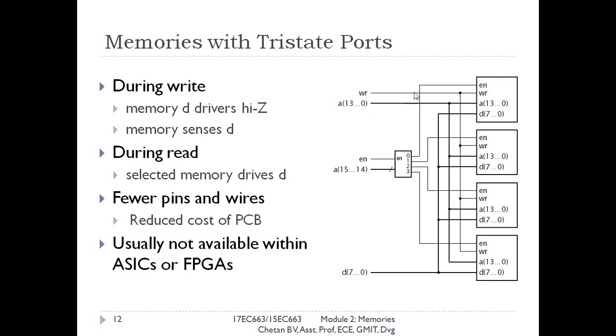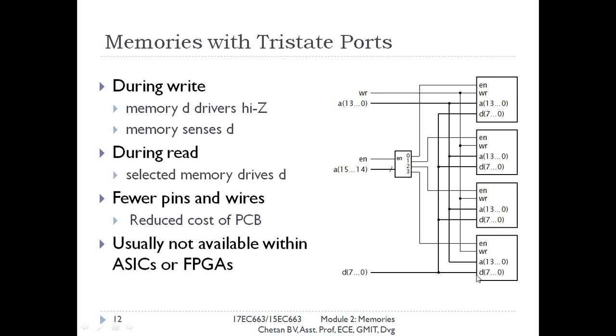During read operation, suppose we want to perform read on the last component, then we have to apply the address lines 1 1, that is A of 15, A of 14 should be made 1 1, so that this 2 to 4 decoder selects the last component. At the same time, these three components will be disabled because only the output of the last line of this decoder will be high, remaining three outputs will be 0 for 1 1 input. So the last component will be active.